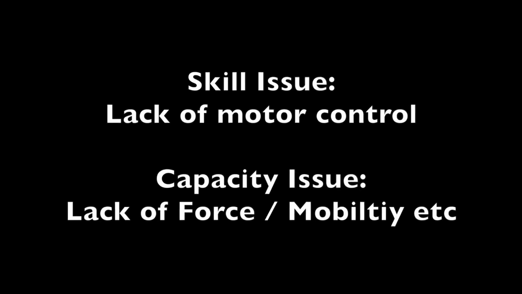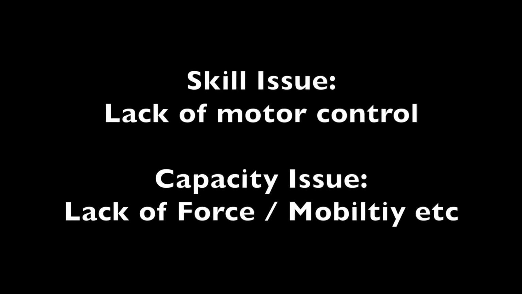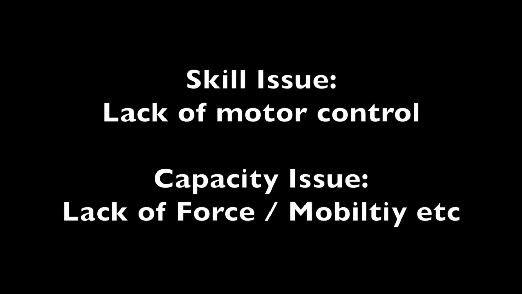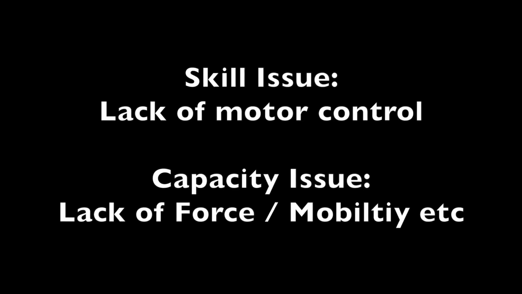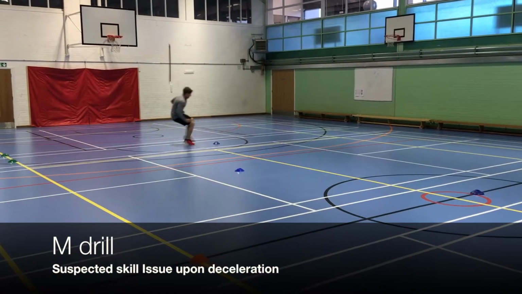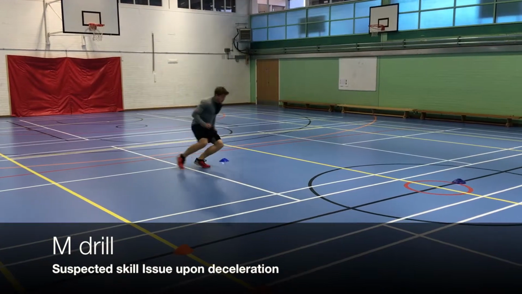A skill issue is something that arises through a lack of motor control, as opposed to a capacity issue, which is the inability of the body to produce the necessary force or mobility required to complete the task. When analysing this athlete's agility through the use of an M drill, it appears to me that there is a suspected skill issue upon deceleration.